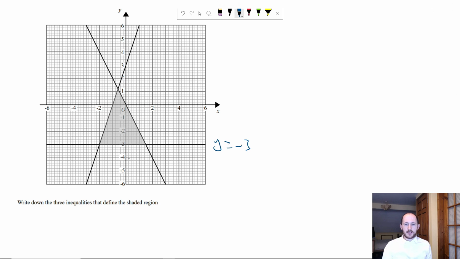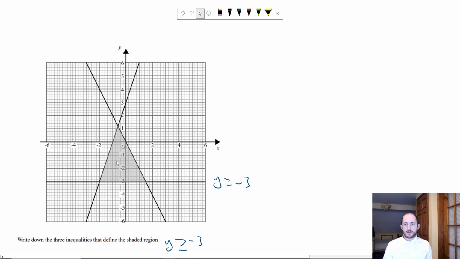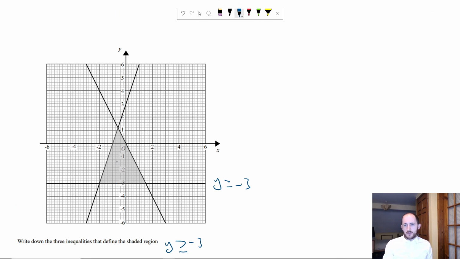And again, I ask myself, is it bigger than or is it lower than? Well, it's above that line, so it's definitely going to be y is bigger than -3. And the last thing I ask myself is, is it a solid or a dotted line? That is a solid line, so I need to put the equal sign. Okay. Now for these other 2 lines, let's do this one first.